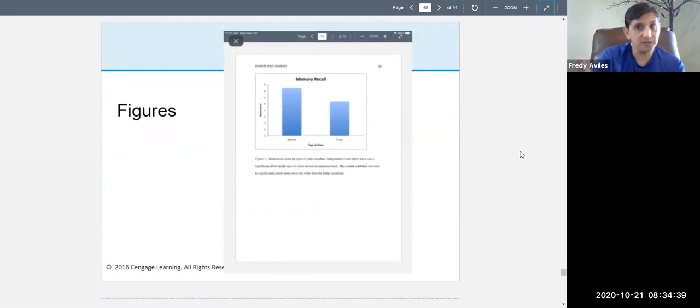Here's an example of a figure. Okay. You can see that there's space left over. If you need another figure, that would go on another page.